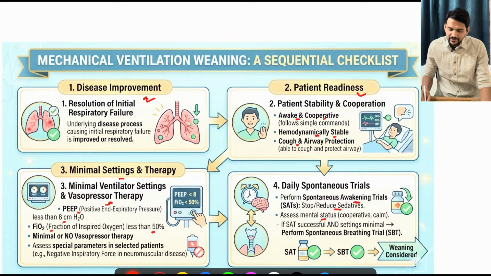Assess the mental status of the individual. They should not be irritable or agitated. They should be calm and cooperative and should be able to follow some simple commands. So in that case, we can consider the spontaneous awakening trial successful and we can go ahead with SBT.